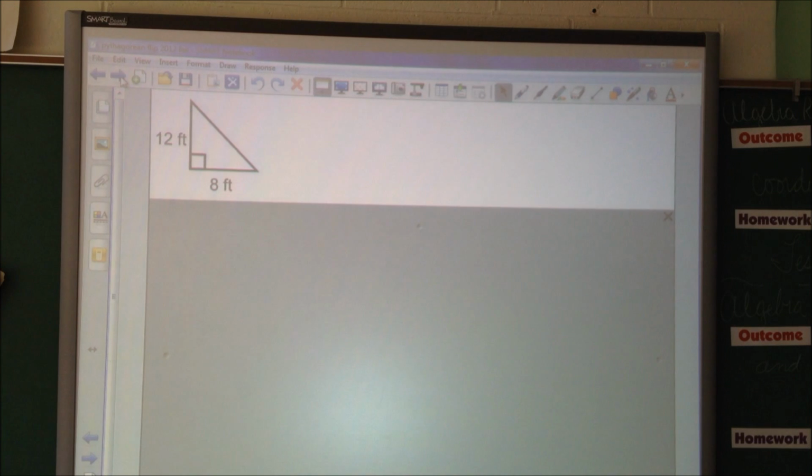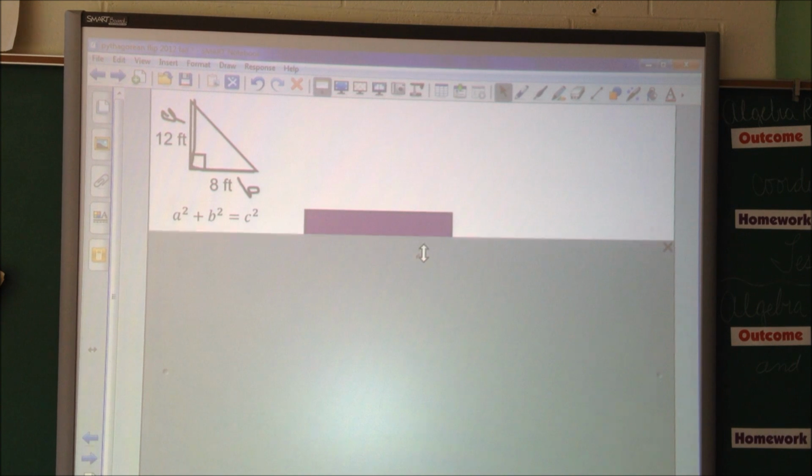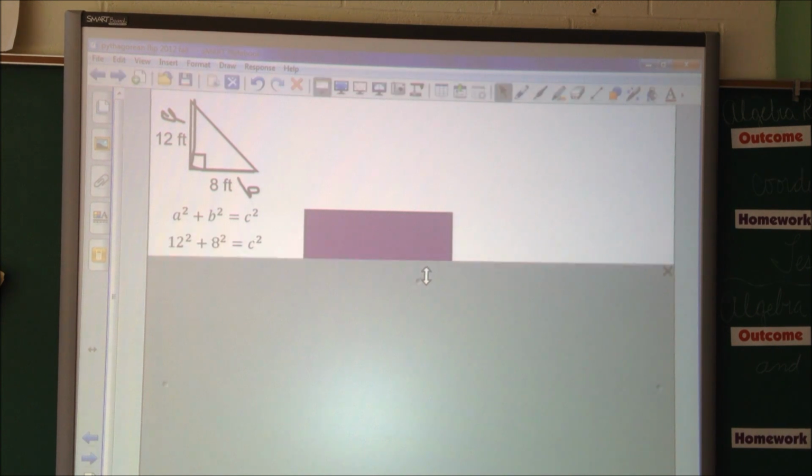So we're going to look at this triangle first. So draw this on your paper. Label the sides. And using my formula, I know it's a right triangle. Right here's my right angle. I know that this is my leg and this is my leg because they are forming my right angle. So I'm going to name this one A and this one B. And now I'm going to plug those numbers into my formula. A squared plus B squared equals C squared. There it is. 12 squared plus 8 squared equals C squared.